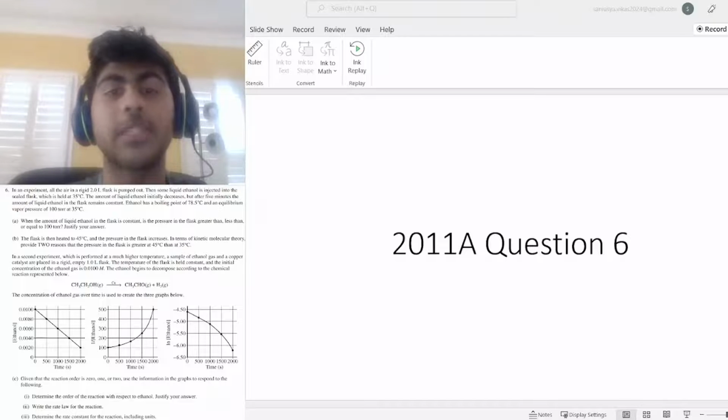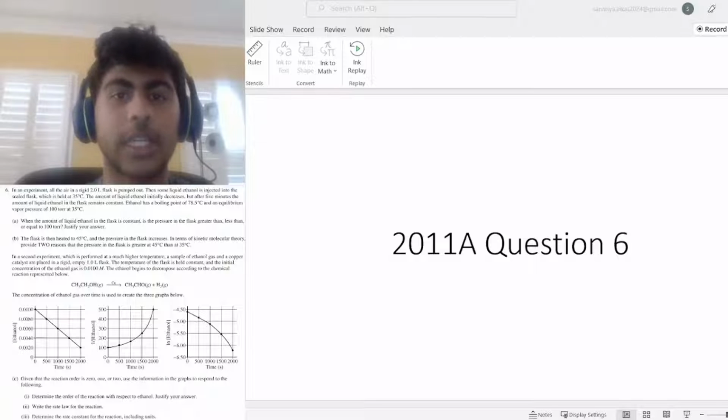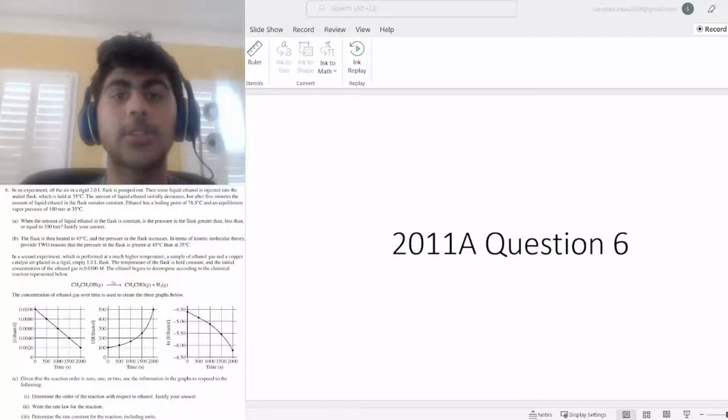Hello and welcome. Today we're going to be looking at question number 6 on the 2011 Form A of the AP Chemistry exam. As always, we're going to be looking through this entire question so that you understand how to look at these questions.